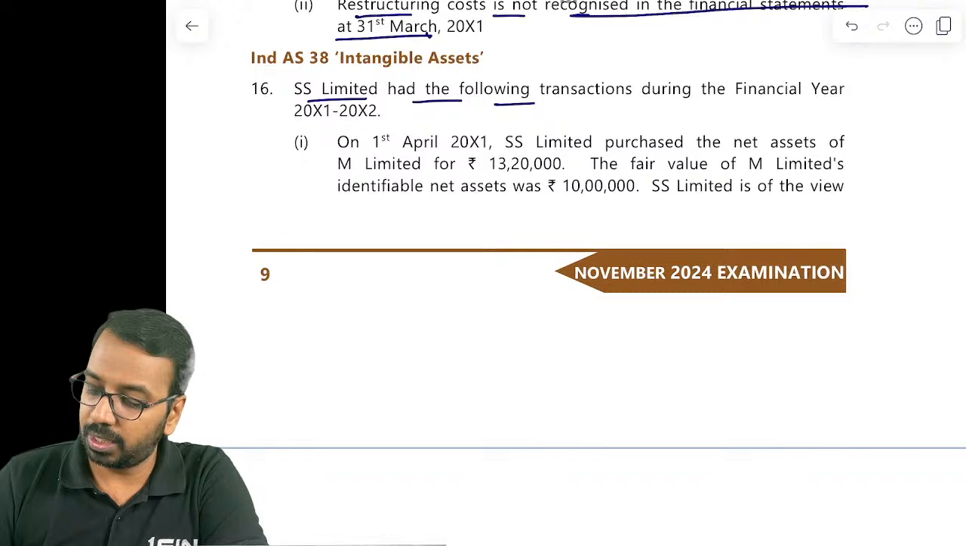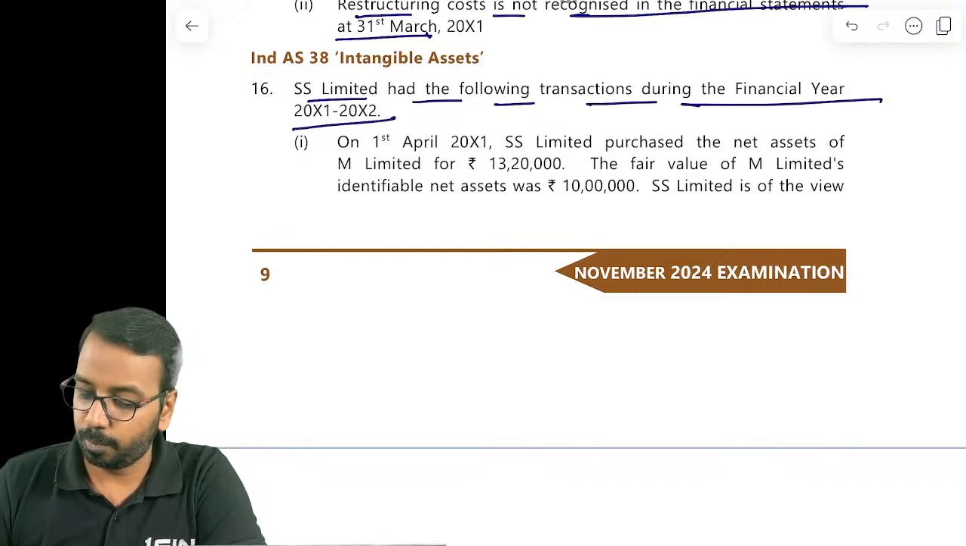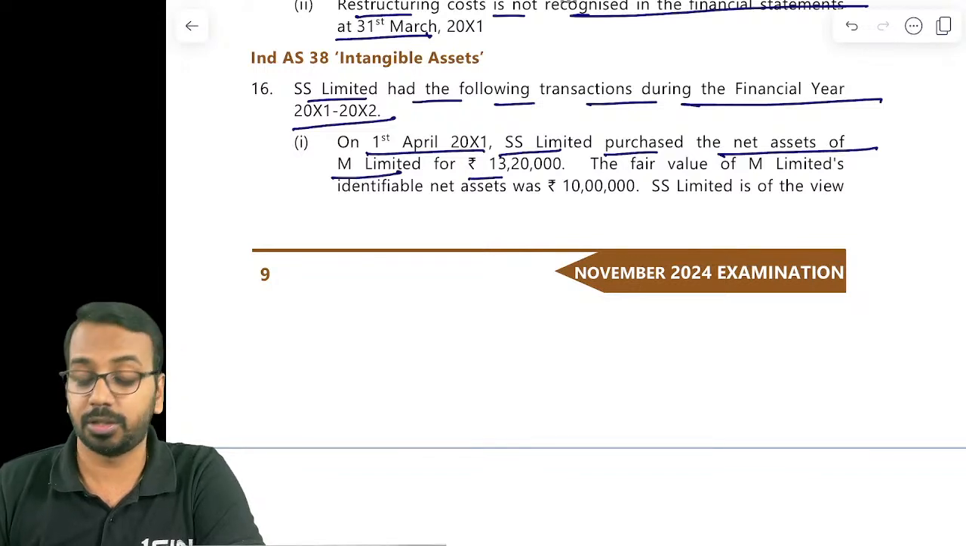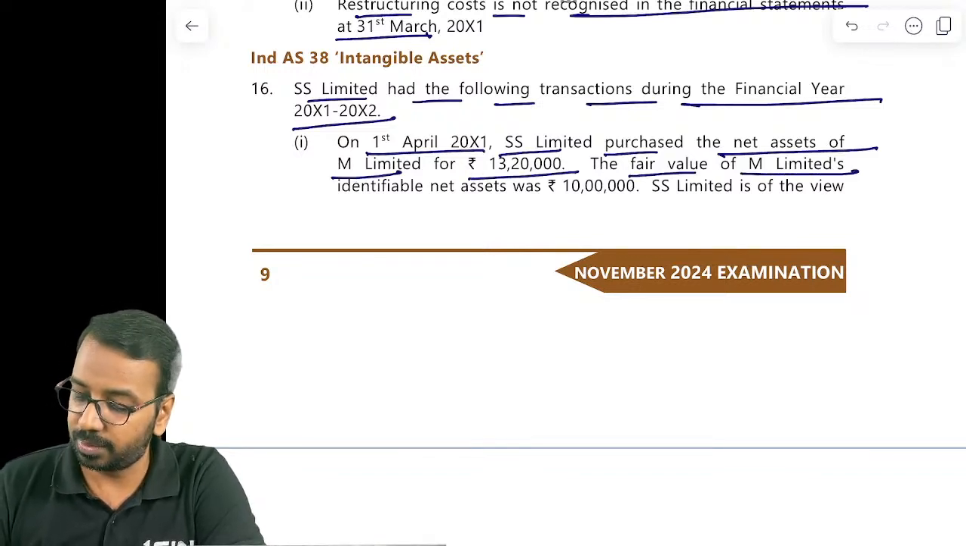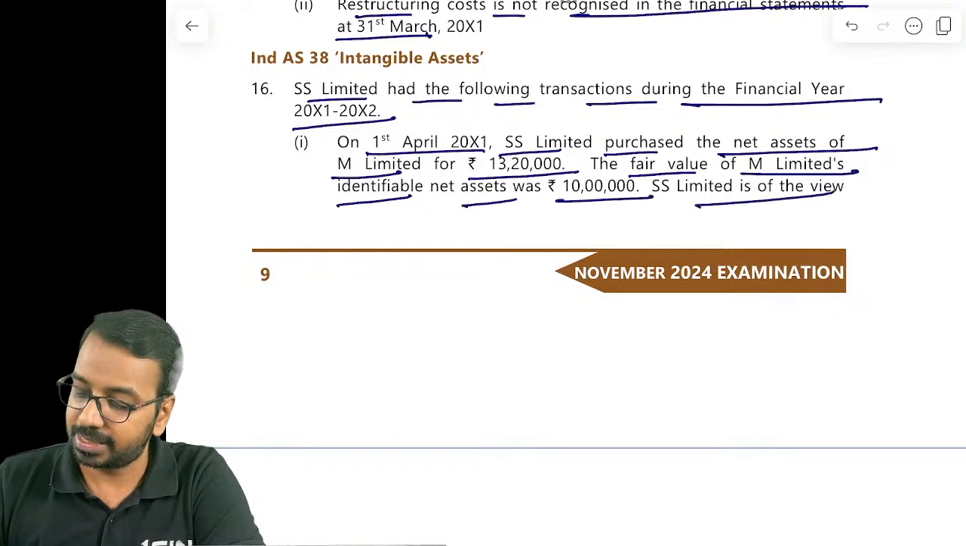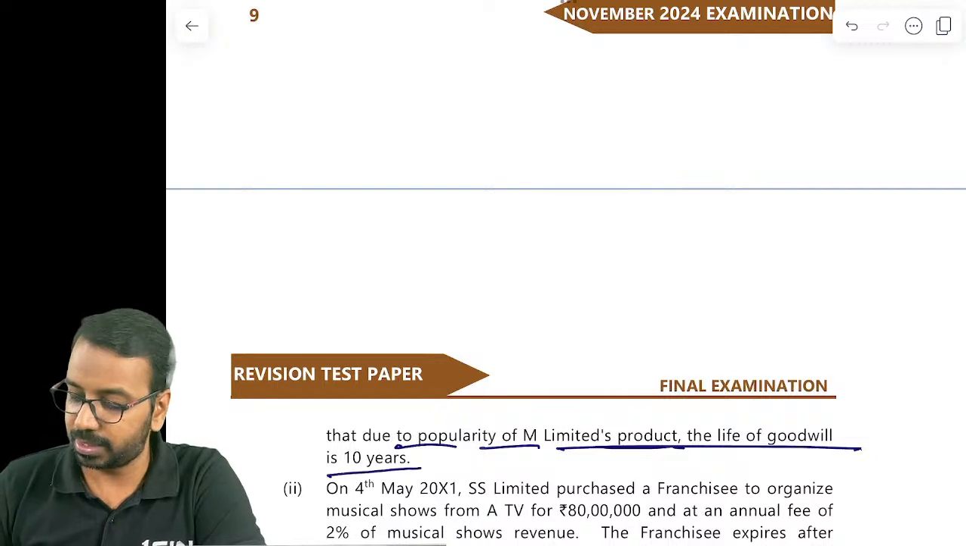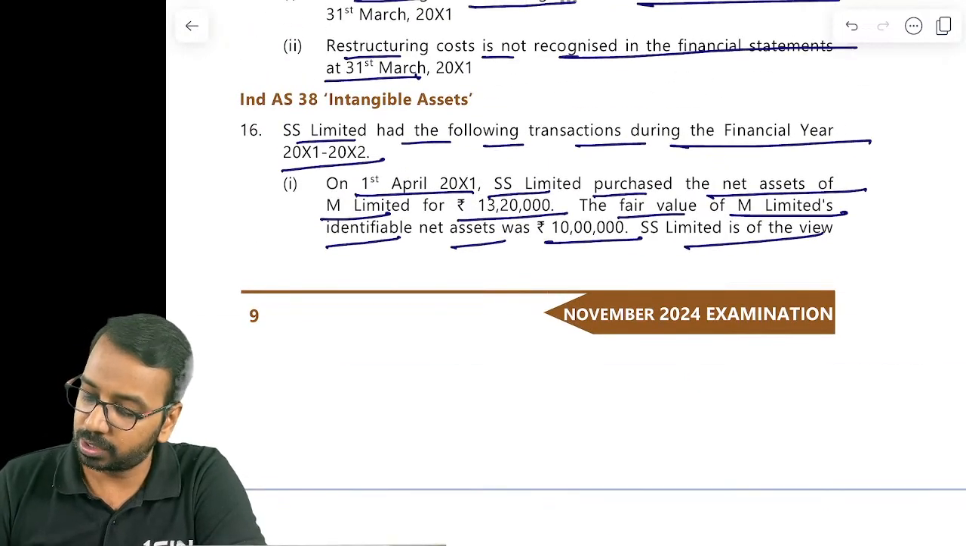SS Limited had the following transactions during the financial year 1-2. On 1st of April of year 1, SS Limited purchased the net assets of M Limited for 13 lakhs 20,000. The fair value of M Limited identifiable net assets was 10 lakhs. SS Limited is of the view that due to popularity of M Limited product, the life of goodwill is 10 years. First is goodwill. How much is goodwill?